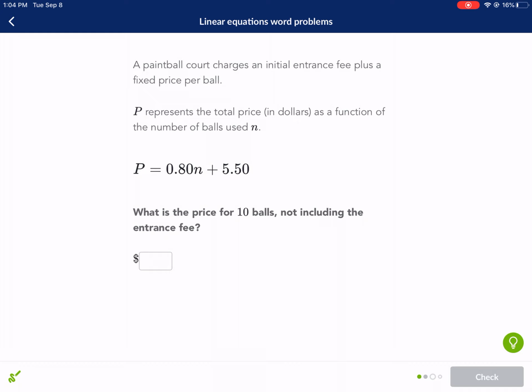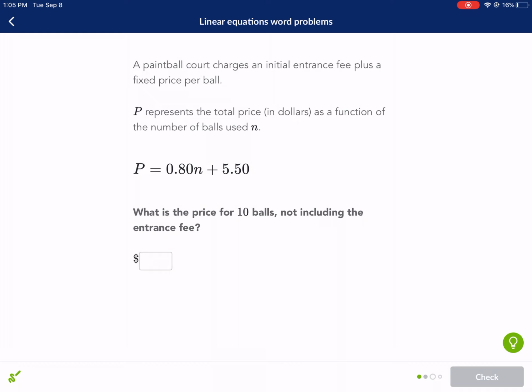A paintball court charges an initial entrance fee. Great sport, by the way. Fee plus a fixed price per ball. P represents the total price as a function of the number of balls used, N. What is the price for 10 balls, not including the entrance fee? Okay.